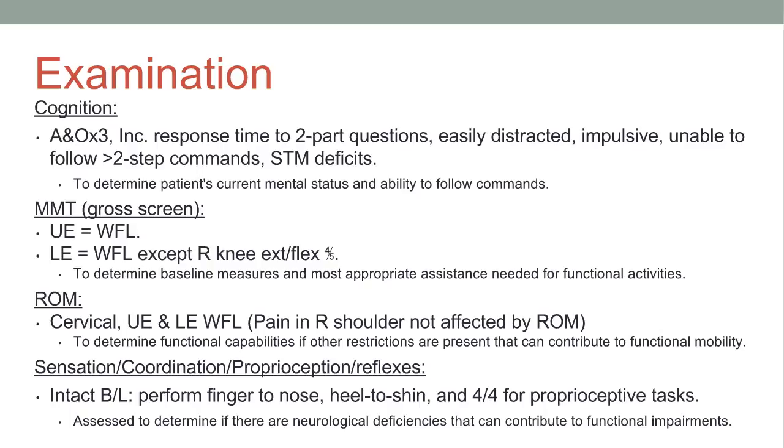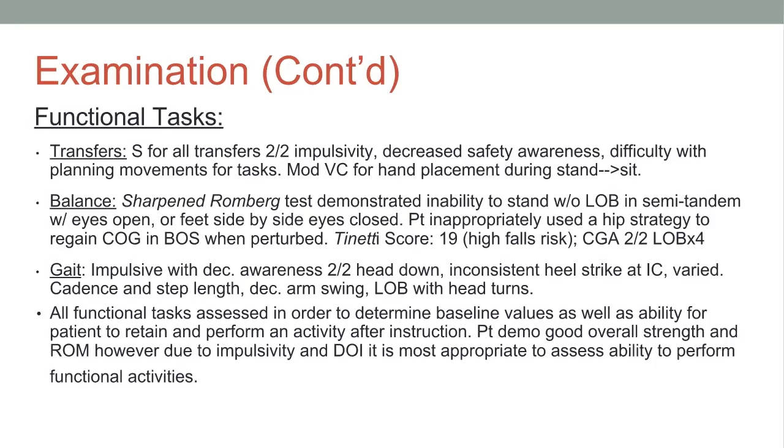Because head trauma can easily create neurological deficiencies, his reflexes, sensation, coordination, and proprioception were all assessed and found to be functionally intact. We tested the patient's functional ability to determine what his baseline values are and how well he can follow and retain instructions. We determined that he required supervision for all transfers because he demonstrated impulsivity, decreased balance, and decreased safety awareness, and difficulty with planning movements needed for tasks. During the sharpened Romberg test, the patient was unable to stand without loss of balance in a semi-tandem stance with his eyes open or with feet side by side while his eyes were closed. We also performed the Tinetti test where he received a score of 19, which demonstrates he's a high fall risk.